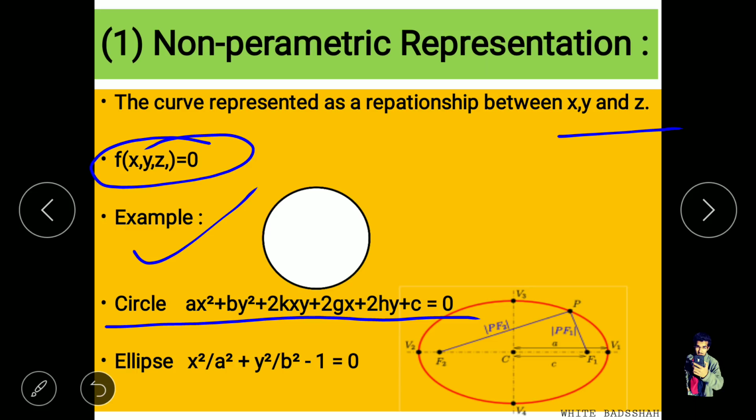Now we take an example of an ellipse: x square by a square plus y square by b square minus 1 equals 0. So here also the whole equation is based on the x and y coordinates, and here the z coordinate is 0.